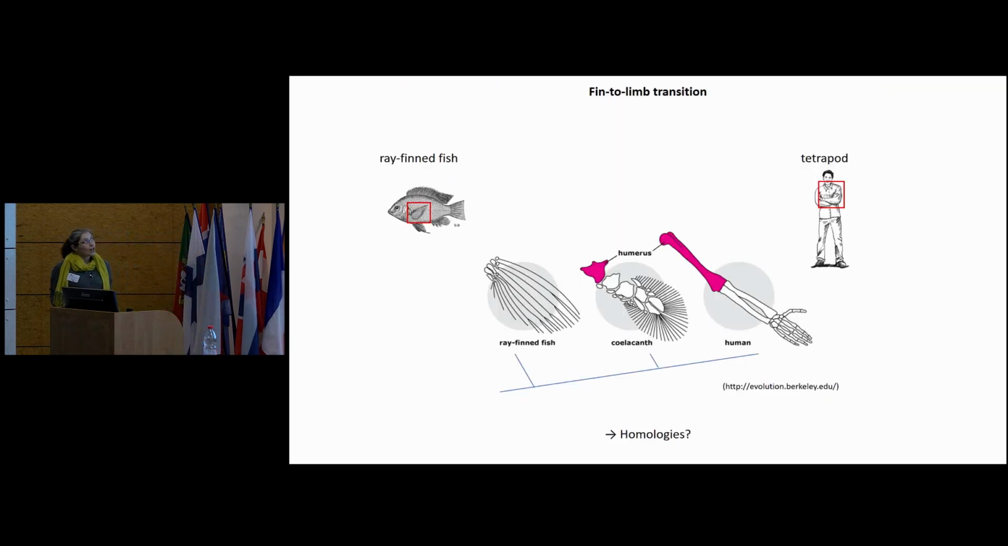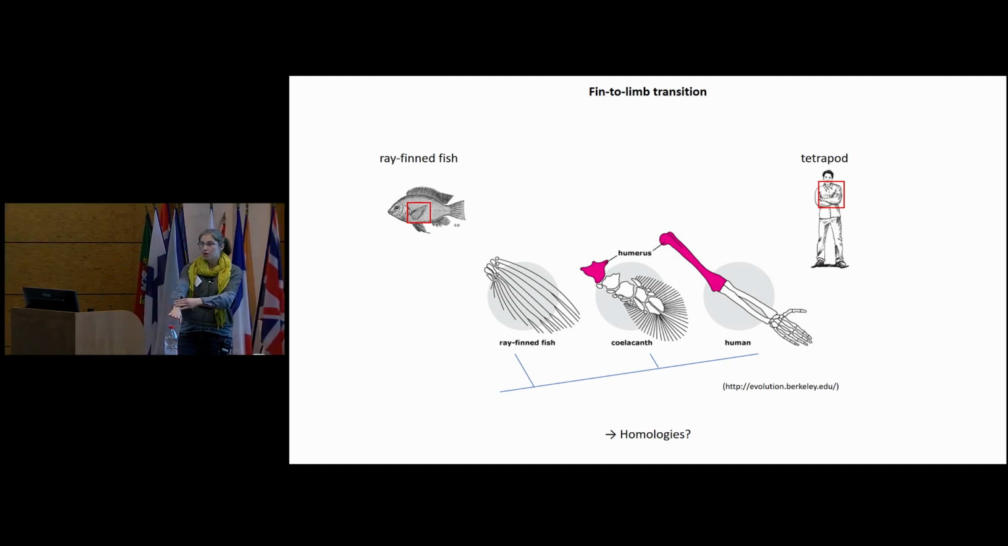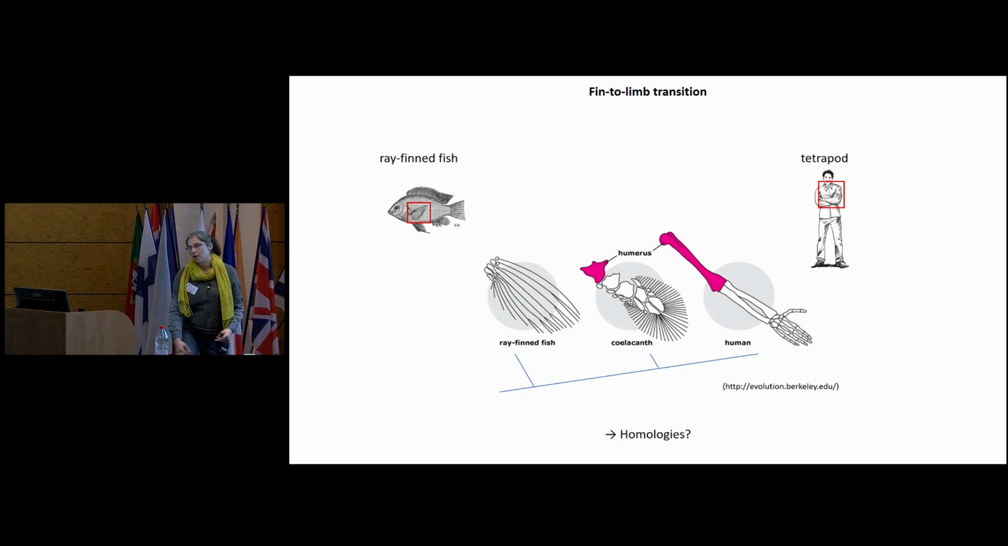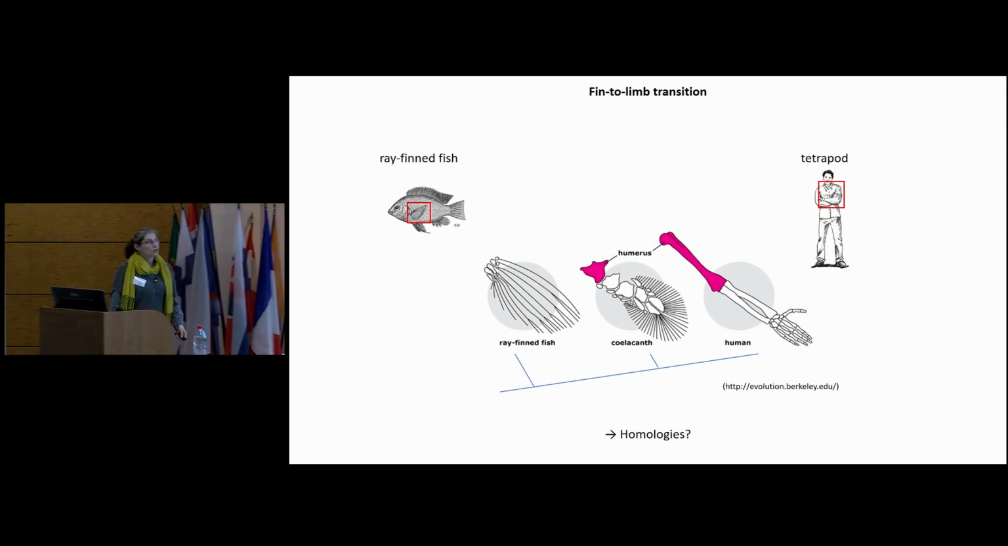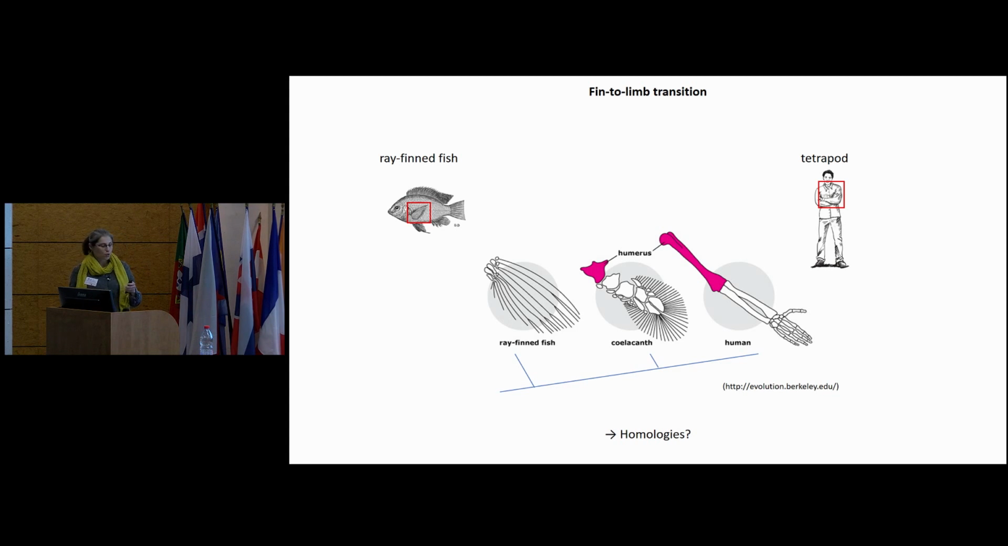I will speak today about the fin-to-limb transition. Why is it an important evolutionary event? Because this is the origin of the limb. When I speak of our limbs, I speak of our arm, for example, or our leg. Understanding this event is a really key and crucial event in the evolutionary history of vertebrates.